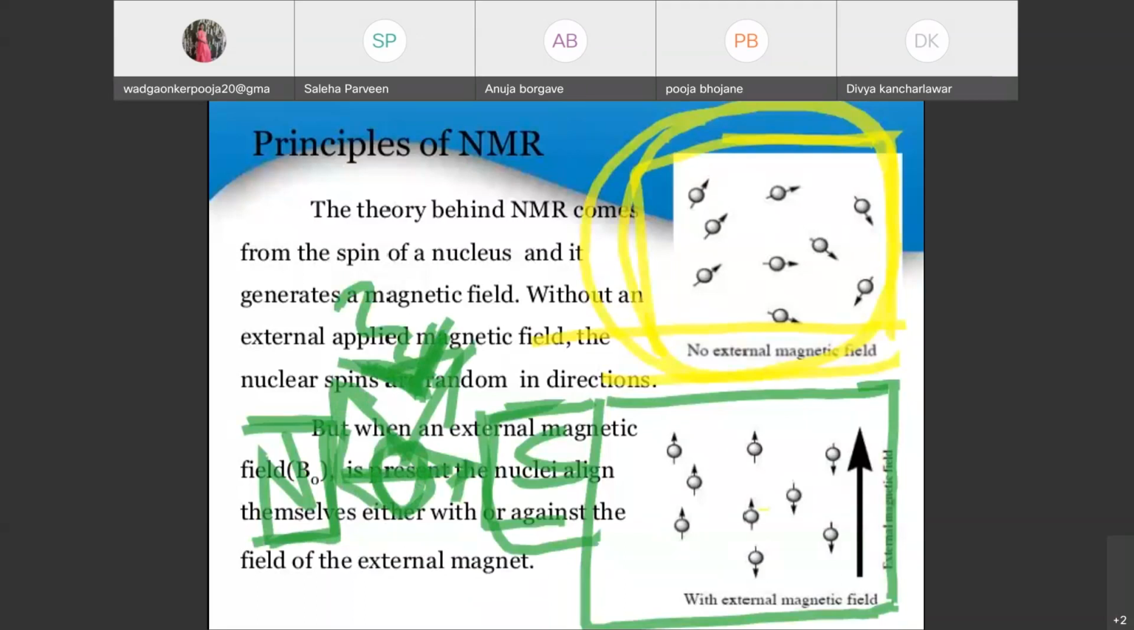The nuclei can move in the presence of external magnetic field. And how it can be moved, that I'll be showing you.